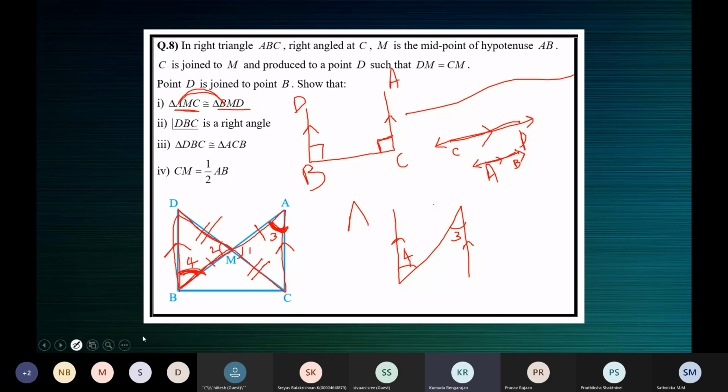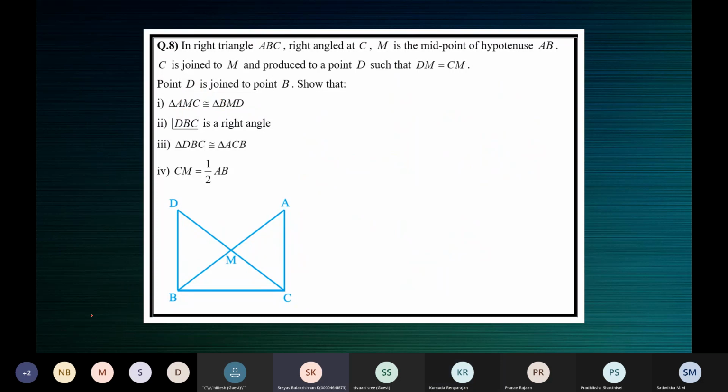Next, how do you show that triangle DBC? Ma'am, in the first we have proved that AC is equal to BD. No. There's 1 minute. Let me just ask somebody else. I'm happy that you know it. Let's just see if someone else can answer. Okay, yes, ma'am.